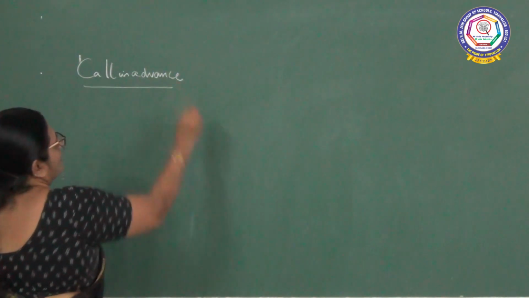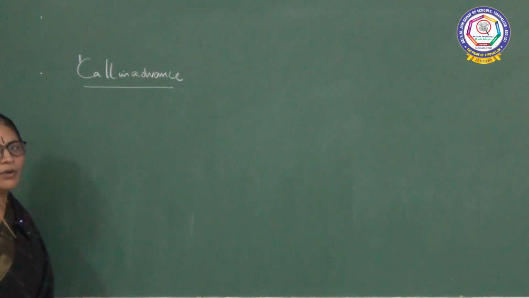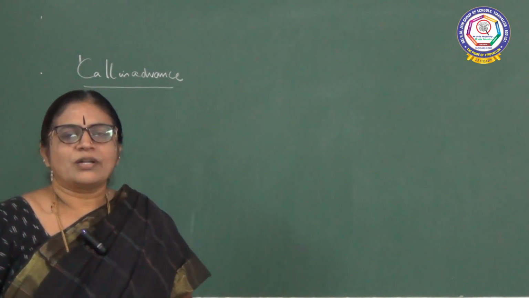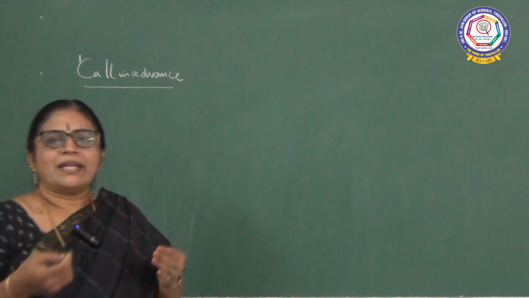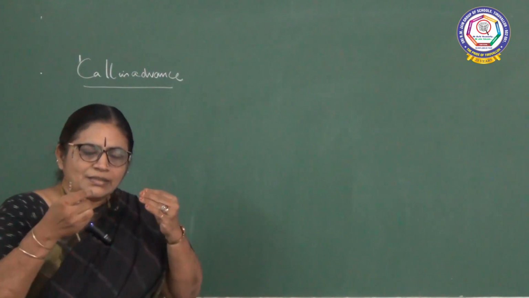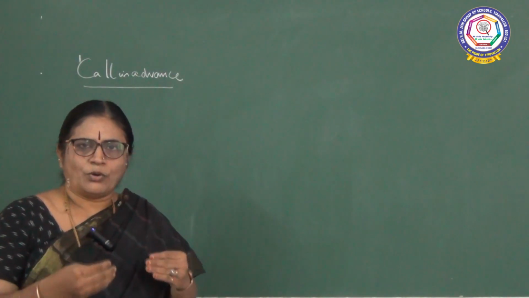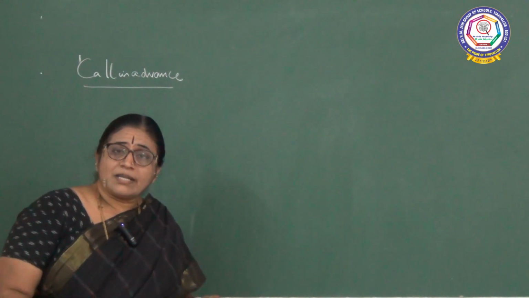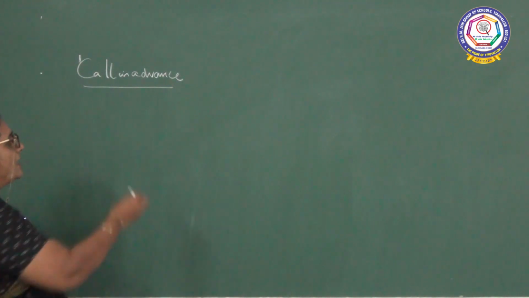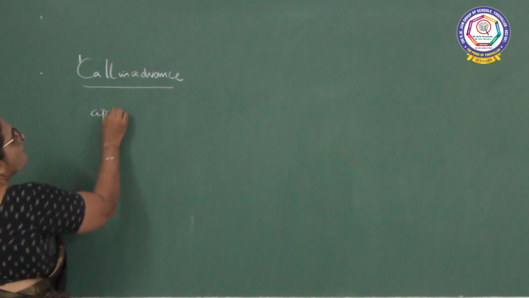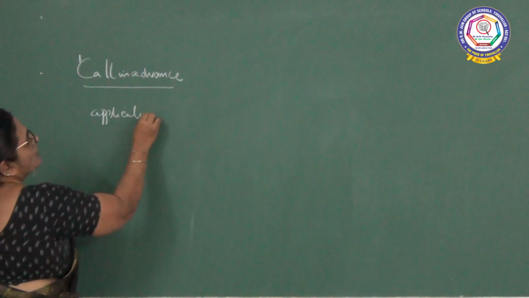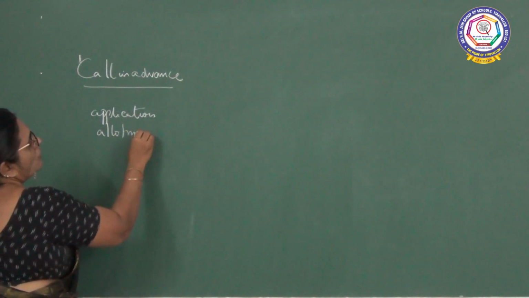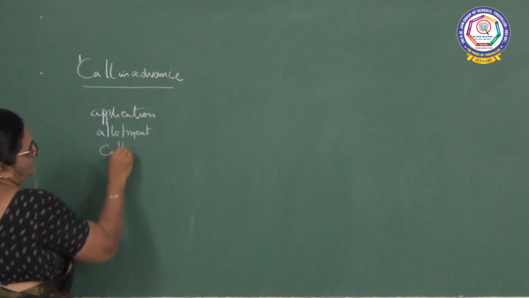So what is call in advance? When you receive an excess amount for the paid up capital of the shares, it is called call in advance. So the excess money that you receive after the company calls you to pay the amount is called call in advance. Now the excess money can be received on application, on allotment, or on call.